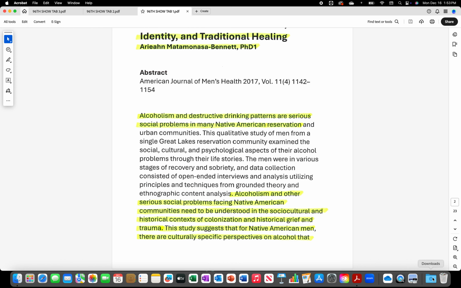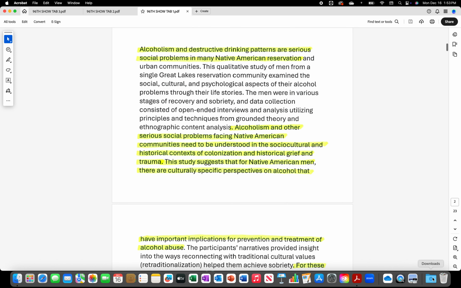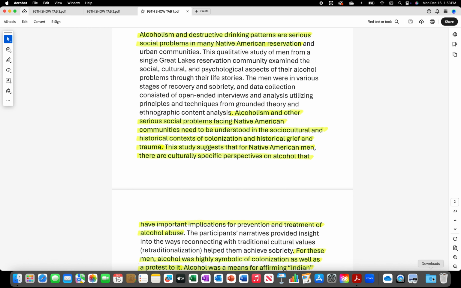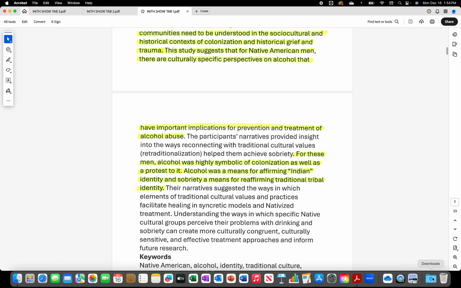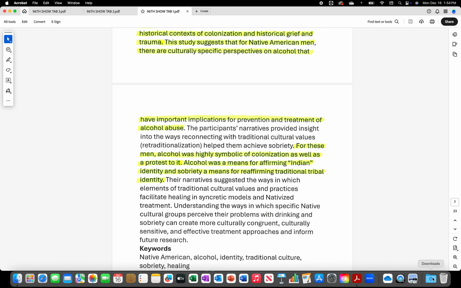Alcoholism and destructive drinking patterns are serious social problems in many Native American reservations. Alcoholism and other serious social problems facing Native American communities need to be understood in the socio-cultural and historical context of colonization and historical grief and trauma. This study suggests that for Native American men, there are culturally specific perspectives on alcohol that have important implications for prevention and treatment of alcohol abuse. For these men, alcohol was highly symbolic of colonization, as well as a protest to it. Alcohol was a means for affirming Indian identity, and sobriety a means for reaffirming traditional tribal identity.